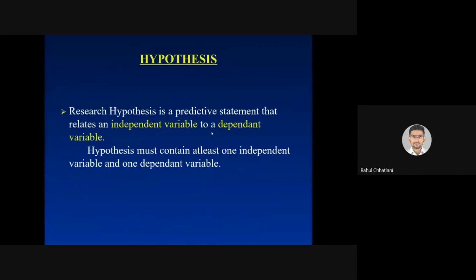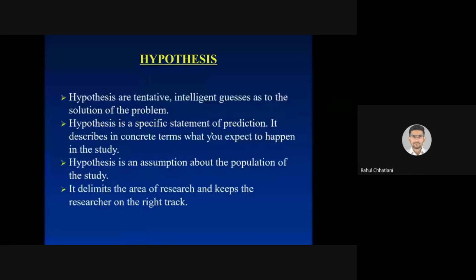Hypothesis is a predictive statement that relates an independent variable to a dependent variable. Independent and dependent variable compared, that is hypothesis. Hypothesis must contain at least one independent variable and one dependent variable. Again, title માં જેમ વાત કરી આપણે, in the title of the study there should be one independent, one dependent variable. Same thing in hypothesis, there should be one independent and one dependent variable. Hypotheses are tentative, intelligent guess as to the solution of the problem. Hypothesis is a statement of prediction. It describes in concrete terms what you expect to happen in the study.